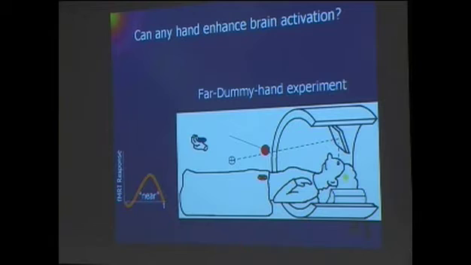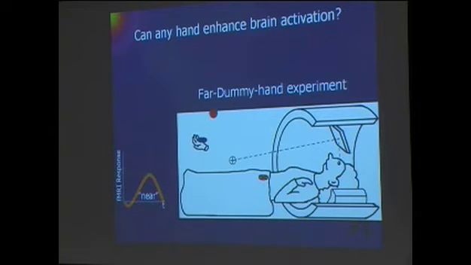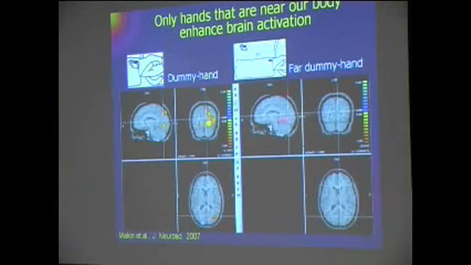So when the ball is approaching the near target, it is moving away from both the real hand and the dummy hand. But when the ball is approaching the far target, it is actually approaching the dummy hand. And when I look at the differences in brain patterns between the near target and the far target, I find that when the dummy hand is far away from action space and away from the body, there's absolutely no activation. So all these brain areas that were really interested in the dummy hand when it was presented close to us, where our real hand could have been, are completely silent when the dummy hand is moved away.